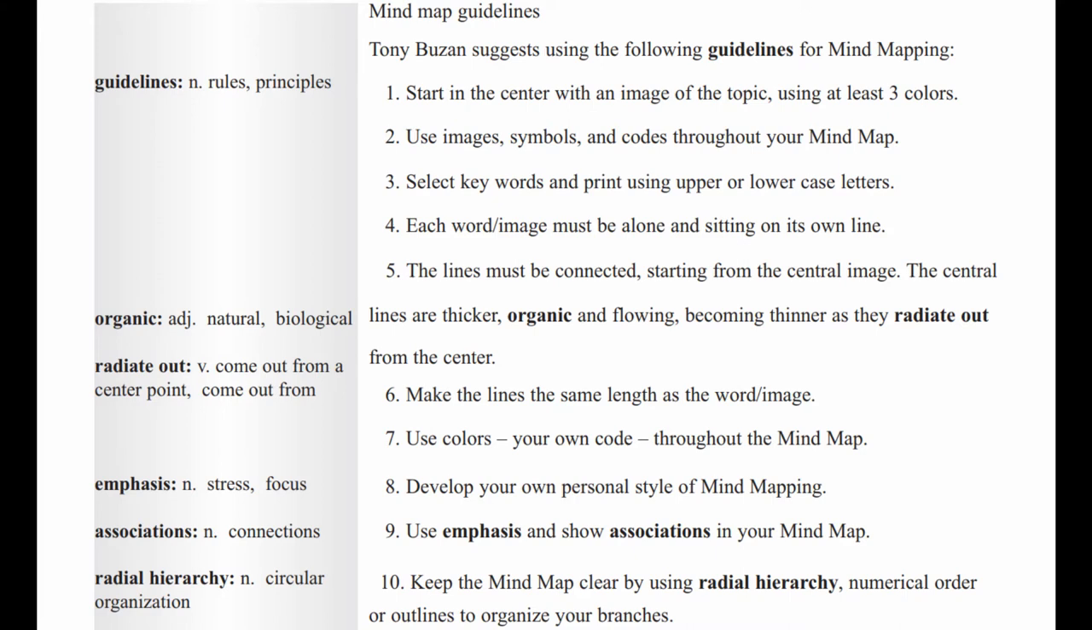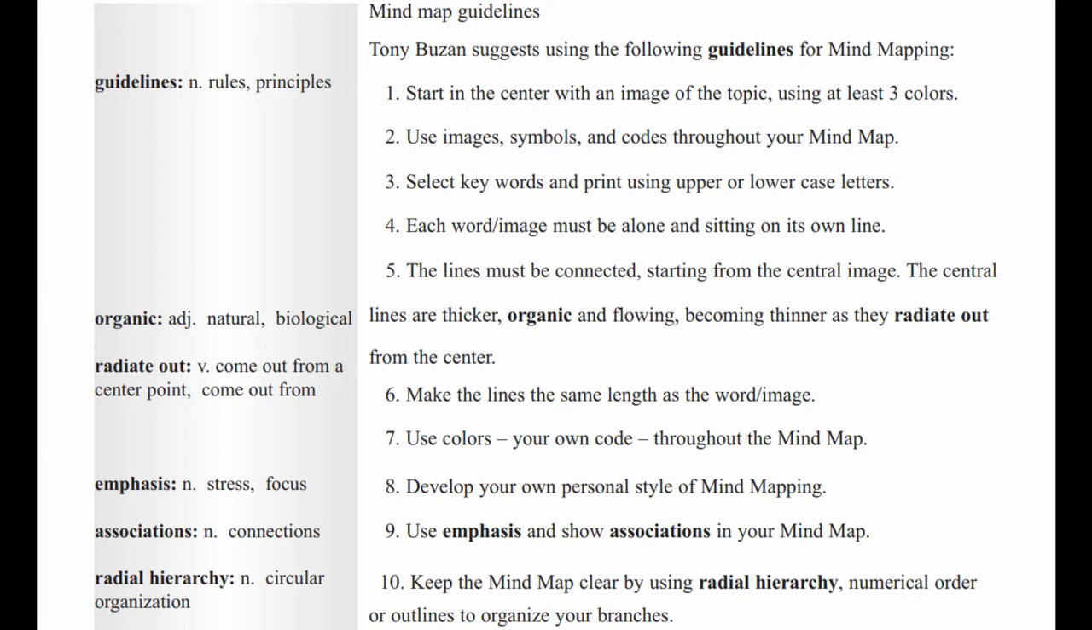All right. And finally, the last one, number 10, we see radial hierarchy. Hierarchy is similar to structure. It means, you know, a hierarchy shows what is the most important thing and then what's next and then what's next. If you're talking about a company, you might say, who's the top person, the president, the CEO, and then the vice president, and then other, you know, regional presidents, and then et cetera. So this is the structure.